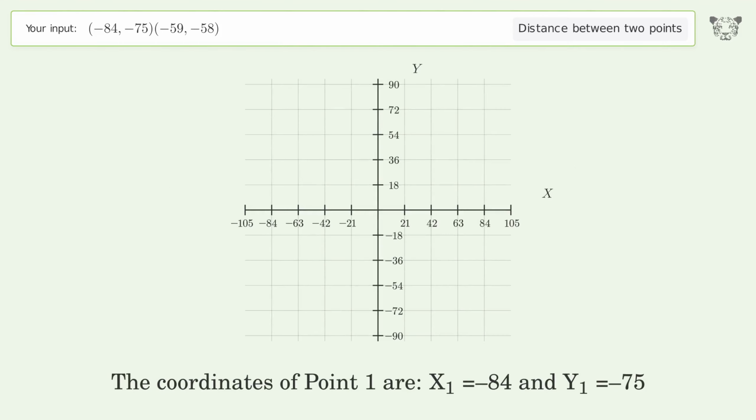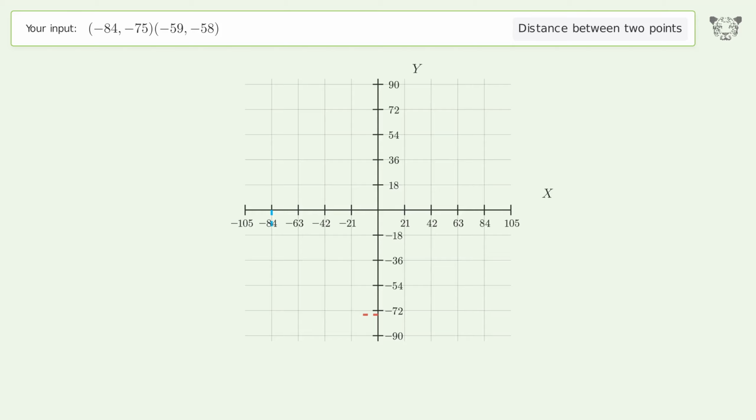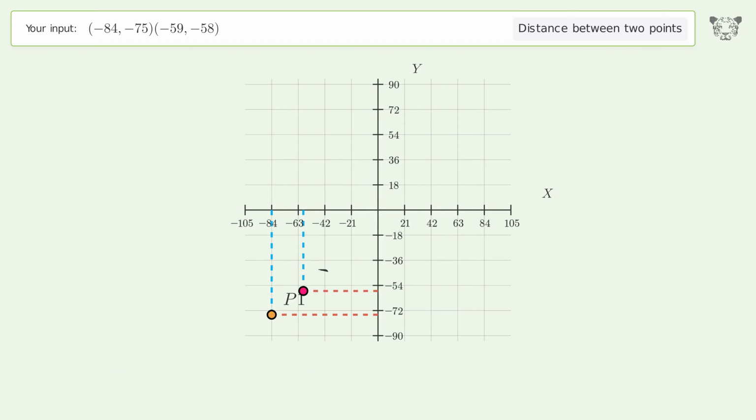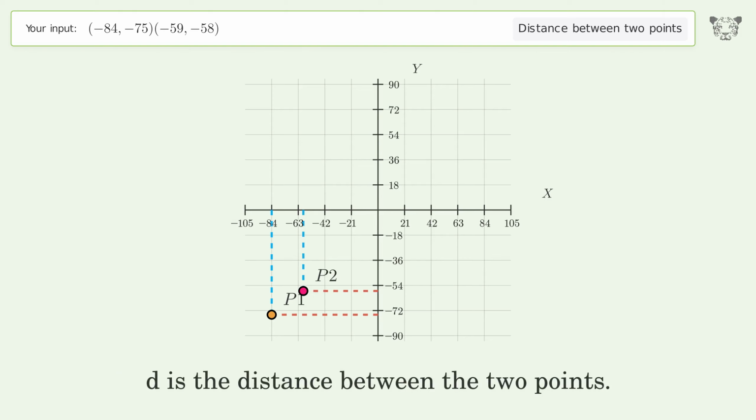The coordinates of point 1 are, x1 equals -84 and y1 equals -75. The coordinates of point 2 are, x2 equals -59 and y2 equals -58. D is the distance between the 2 points.